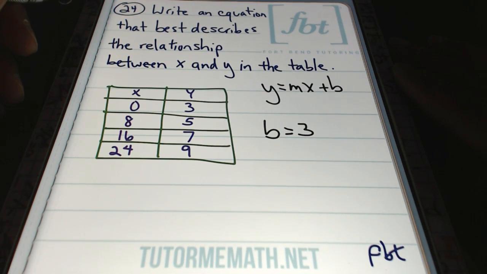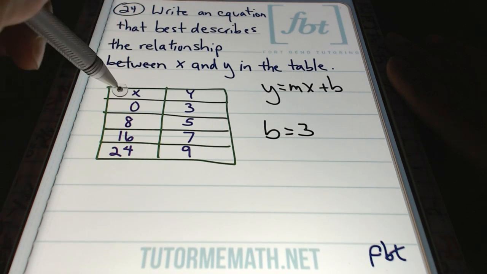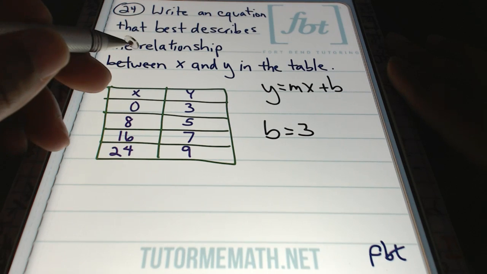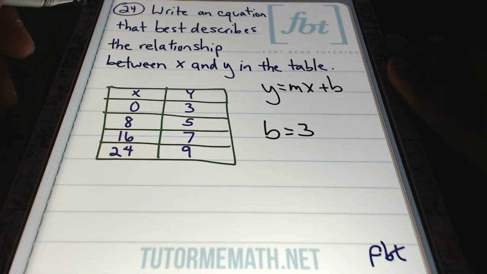All right, so continuing on, what we don't have in this problem is the slope. So we'll be using the points from this table. We can use two of these points to find out what the slope of the line is. So we're assuming that this is a linear function here, and we can find out what the slope is.